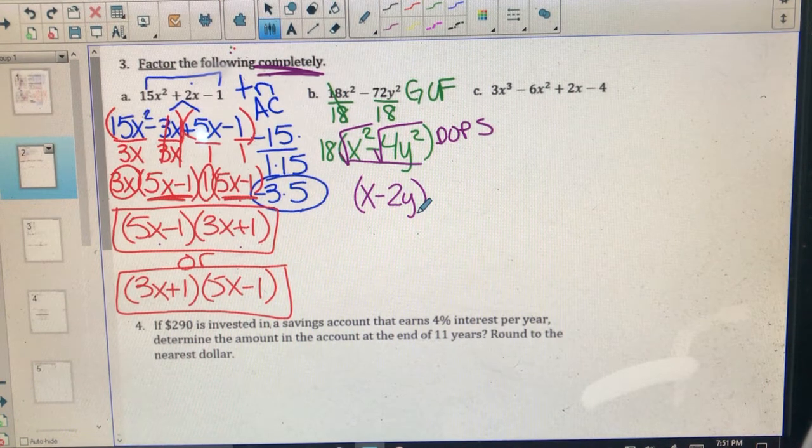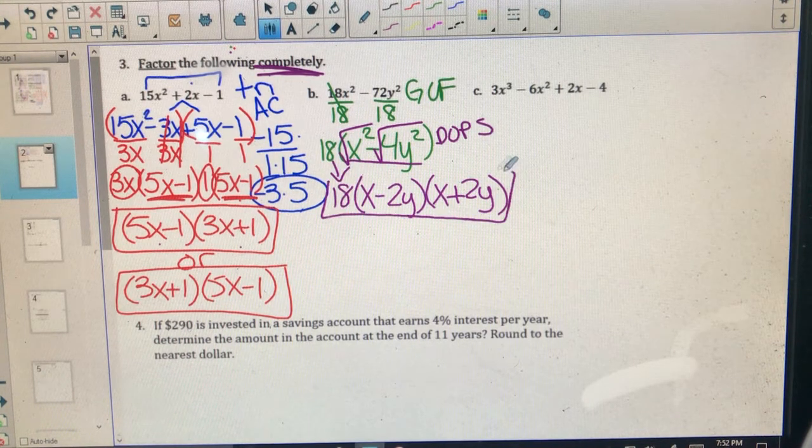Now for DOPS, it's always going to be x minus 2y, and then I write it again with a plus, x plus 2y, and don't forget to bring down that 18. It is part of your final answer. Now again, same thing goes as like I said with A, you can change the order of those. So if you do 18, then x plus 2y, then x minus 2y, you will still be correct.